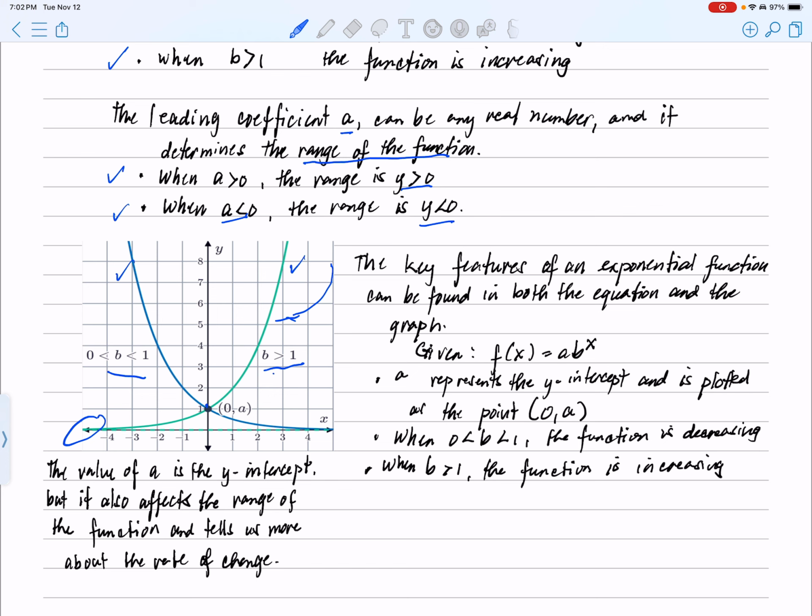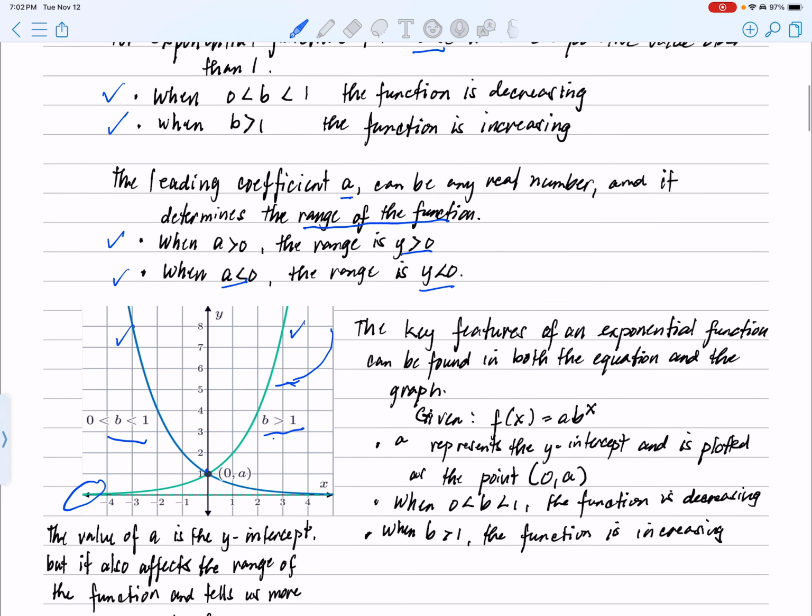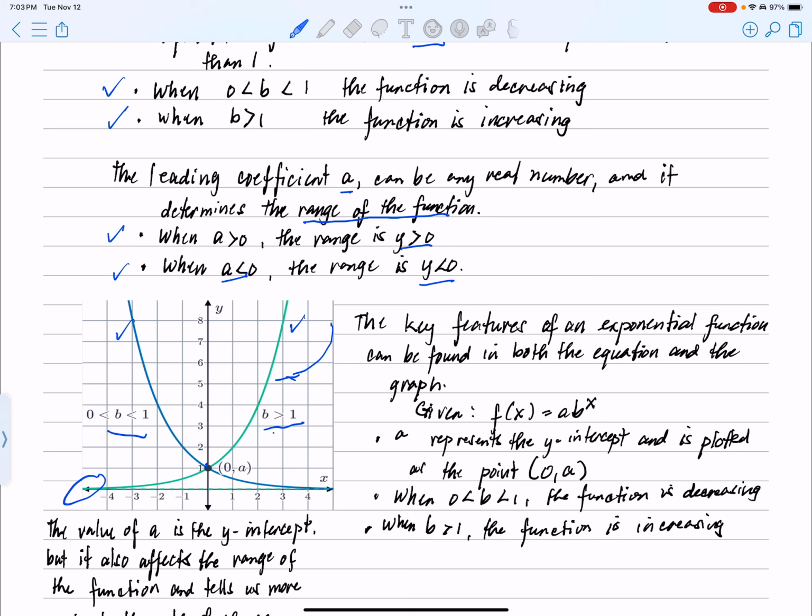So what happens when b is less than 1? This is decreasing. And this is when b is greater than 1. This is increasing. That's how the graph looks.